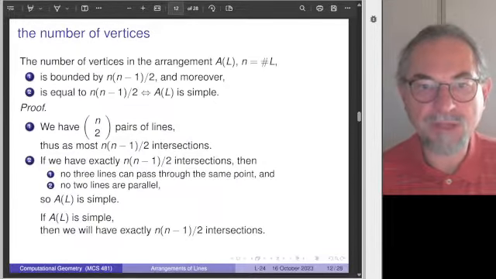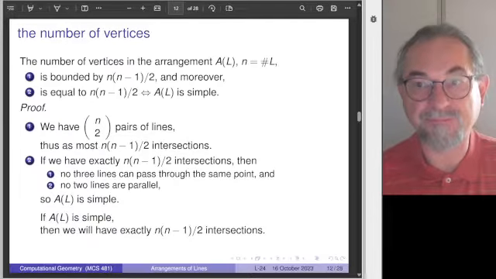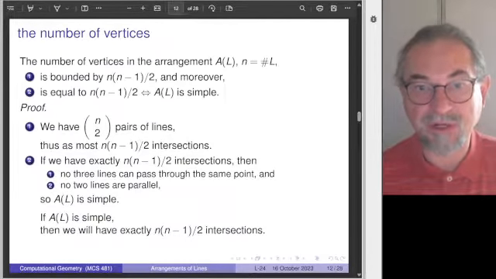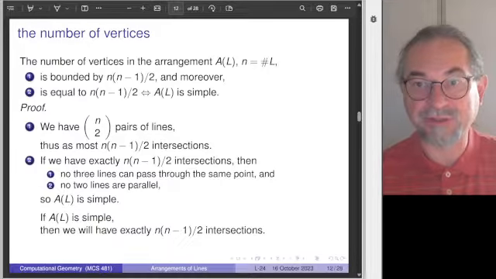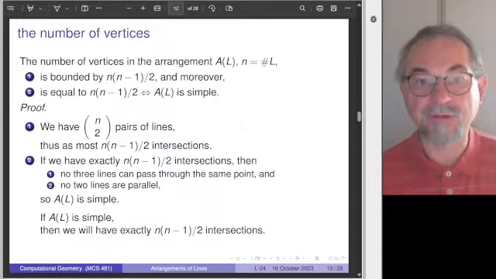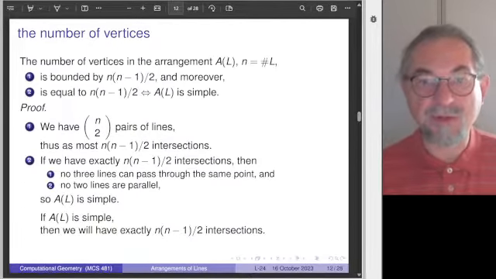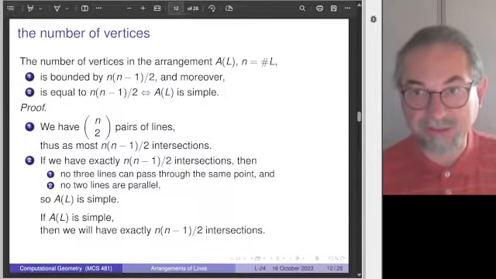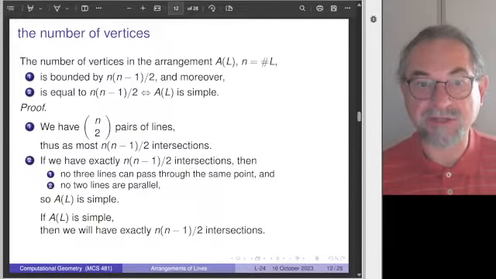If we have that many intersections, then we cannot have parallel lines, because if you have a parallel line, there's one point that vanishes. So if you have fewer intersections, that could happen if you have parallel lines. But that's also the other case where you can have fewer intersections: where you would have lines passing through the same point.